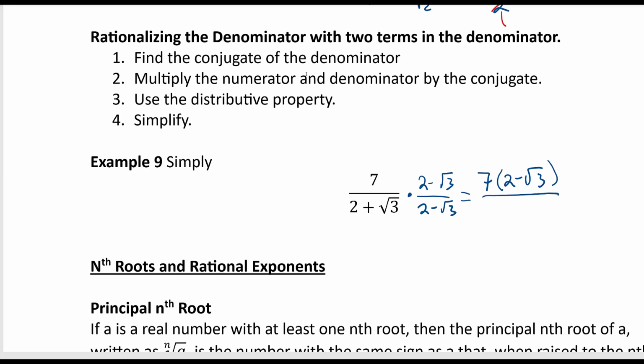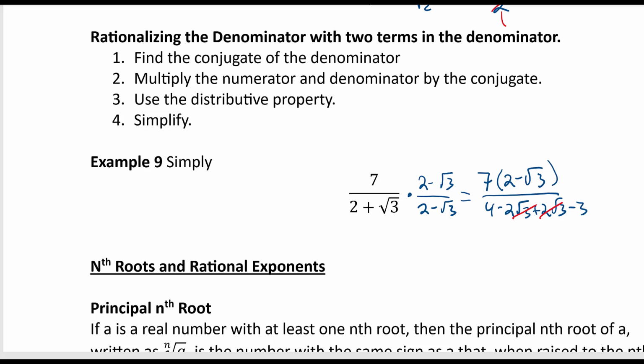With the 7. And so now we have 2 times 2 is 4. 2 times negative square root of 3 is minus 2 root 3. Square root of 3 times 2 is plus 2 root 3. Square root of 3 times negative square root of 3 is minus 3. So these middle two terms go away.